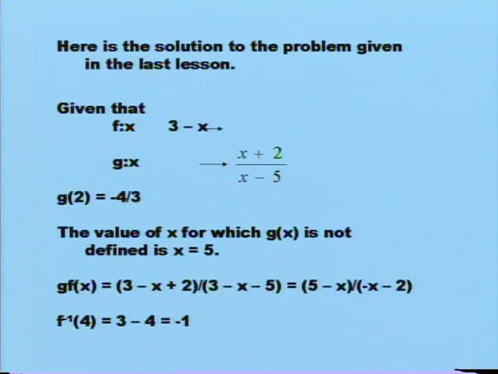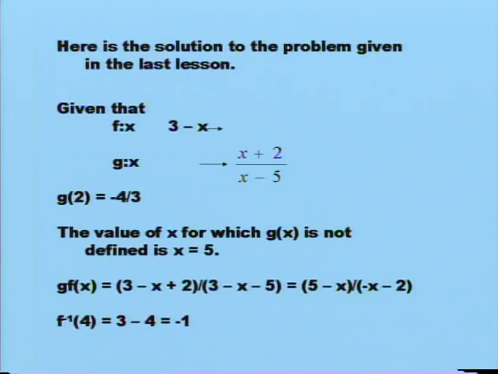We were asked to find gf of x. F of x is equal to 3 minus x. Gf of x would be (3 minus x) plus 2, divided by (3 minus x) minus 5, and when that is substituted, we'll end up with gf of x is equal to (5 minus x) divided by (minus x minus 2). Minus x minus 2 in the denominator.